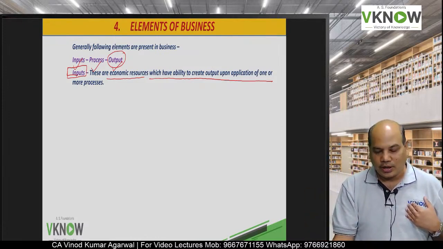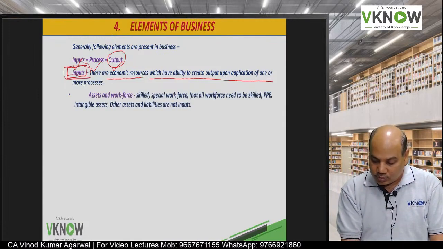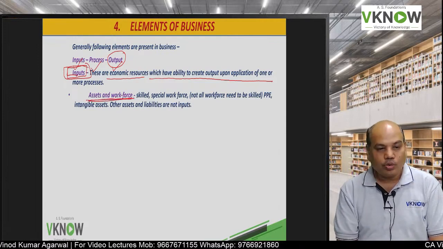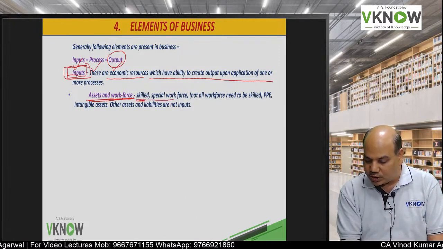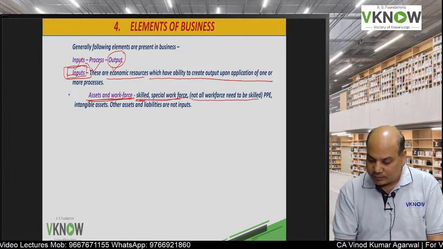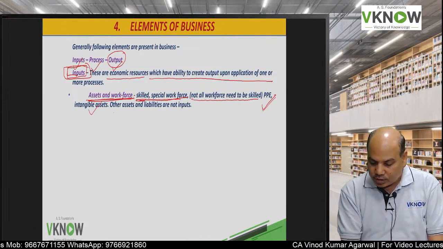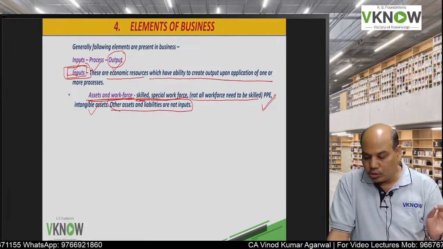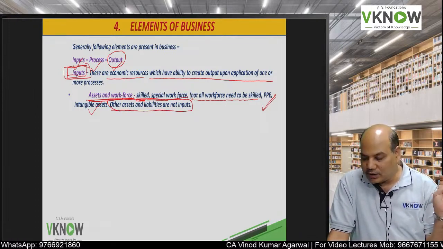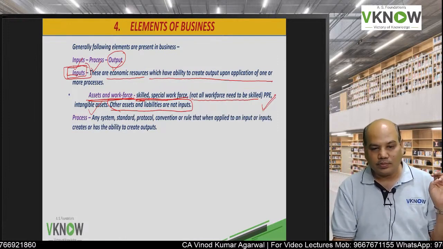In a coaching organization, we are the inputs. Then inputs will include assets and workforce. Which kind of assets and workforce? Skilled and special workforce are included, though not all workforce needs to be skilled. Assets will include PPE and intangible assets. Other assets and liabilities are not inputs. Input will include your workforce and certain assets like PPE and intangible assets, but other assets and liabilities are not inputs.